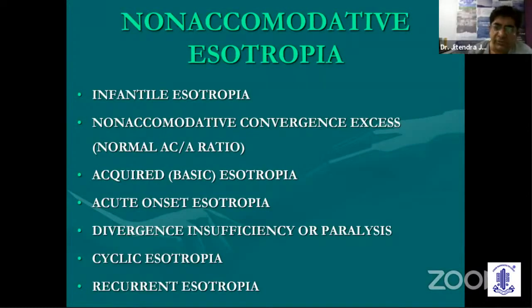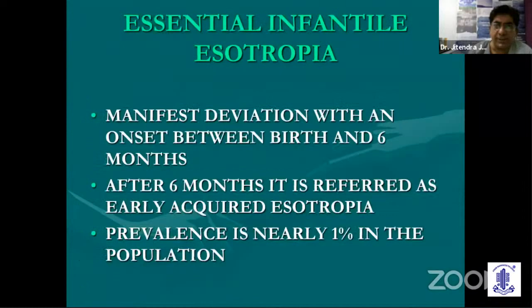Then there is divergence insufficiency or paralysis, where you will have esotropia only for distance, cyclic esotropia, quite rare, and recurrent esotropia, which comes back even after surgery. So the most common out of all these non-accommodative is essential infantile esotropia. It manifests the deviation with onset between birth and 6 months, but it is known as infantile esotropia and not congenital esotropia. After 6 months, it is referred to as early acquired esotropia. So if it is before 6 months, it is infantile esotropia, and the prevalence is 1%.